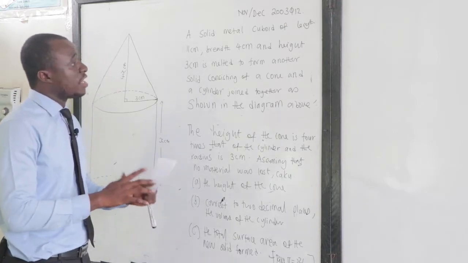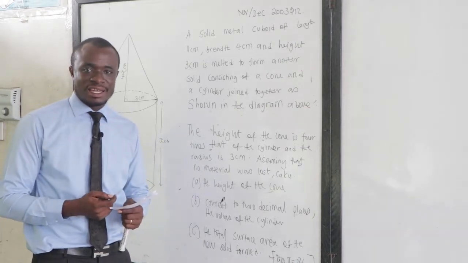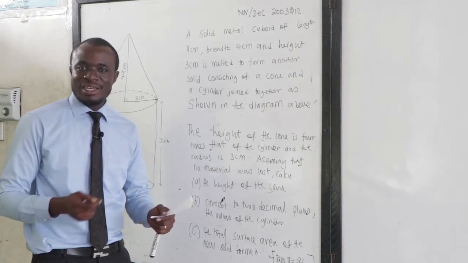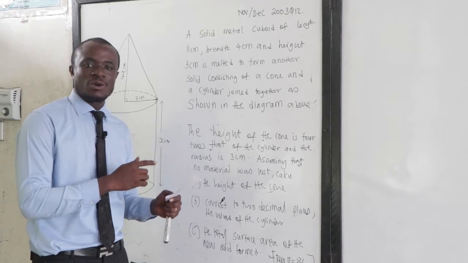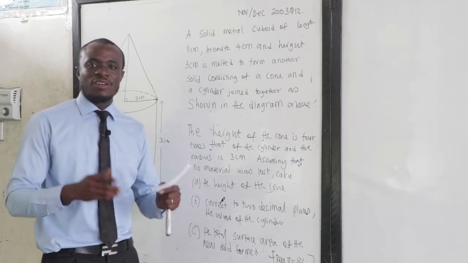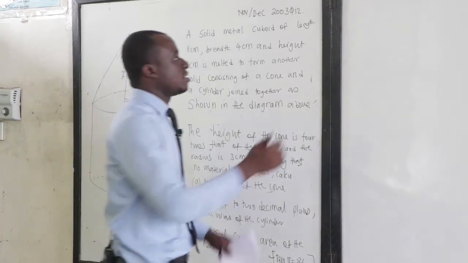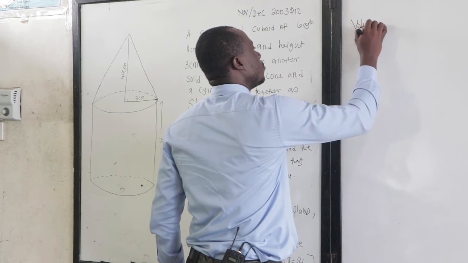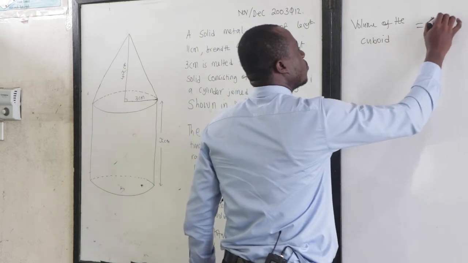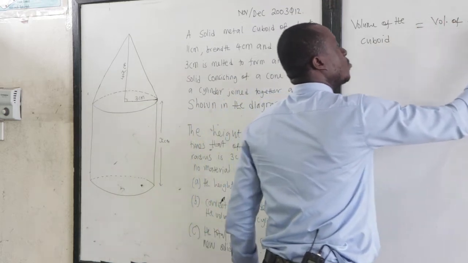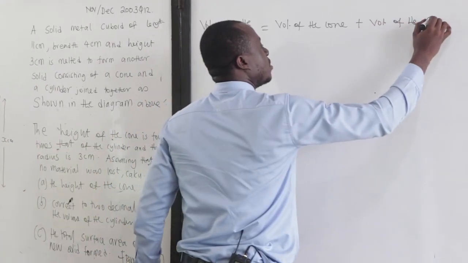Assuming that no material was lost. Now, we have a cuboid, and this cuboid was melted to form the cone and then the cylinder. No material was lost. In this case, we can see that the volume of the cuboid, which was used to form the cone and the cylinder, will be equal to what? The volume of the cone plus the cylinder. So you say that volume of the cuboid is equal to volume of the cone plus volume of the cylinder.